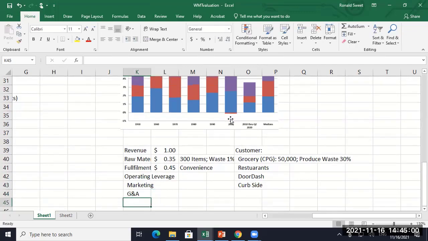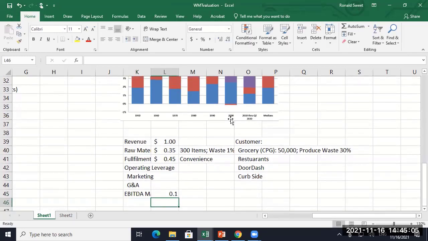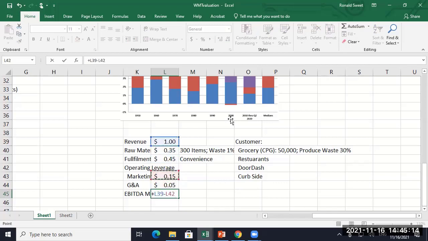And he said his EBITDA margin was 10%. So if I did the math right, this is like, I don't know, 15 cents and 2 cents. Does that come out right? Dollar minus 35 minus 45 minus 15 minus 5 minus 5. I was probably right the first time. Come on, Bill Gates, you can do it. I know you can. So it's probably right the first time. So that's what he said his numbers are. What is his operating leverage?